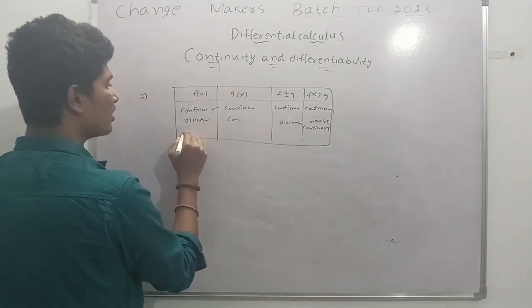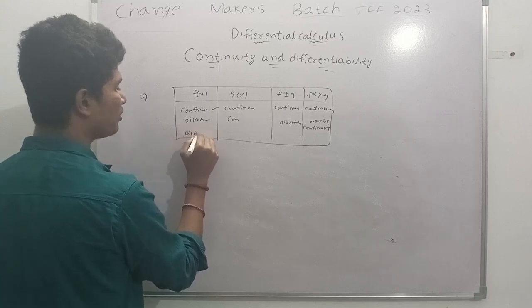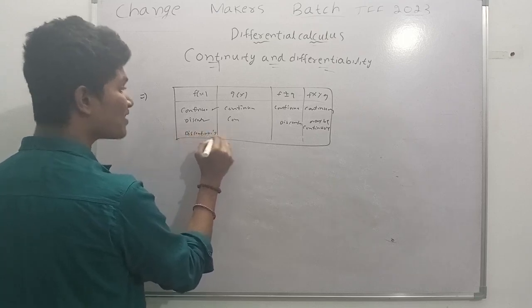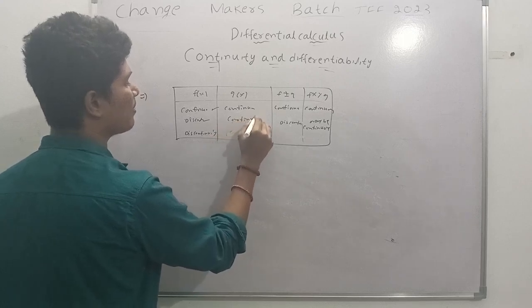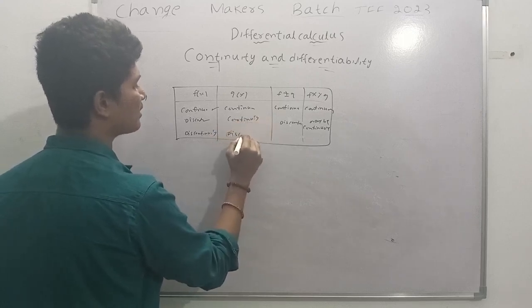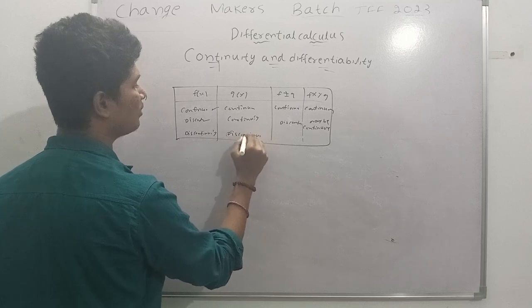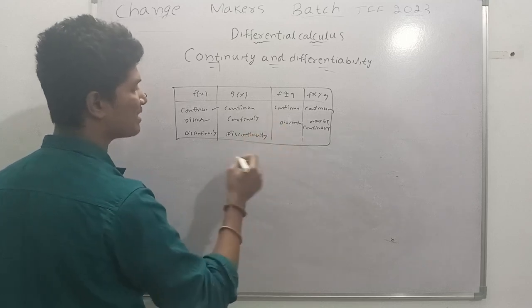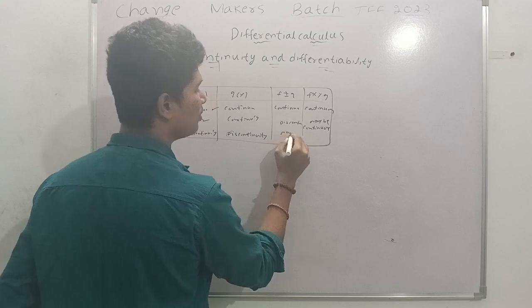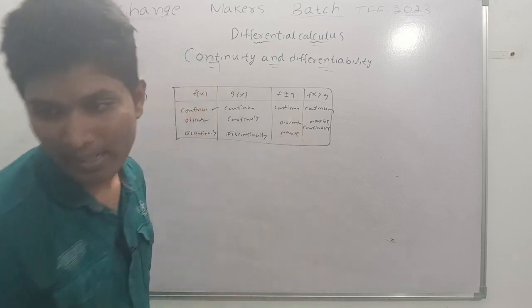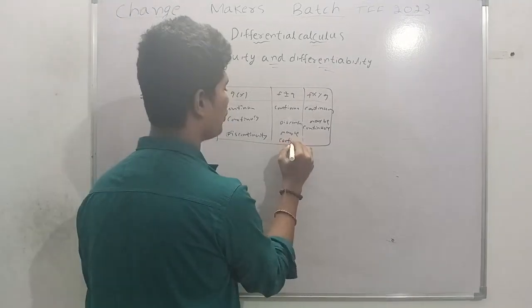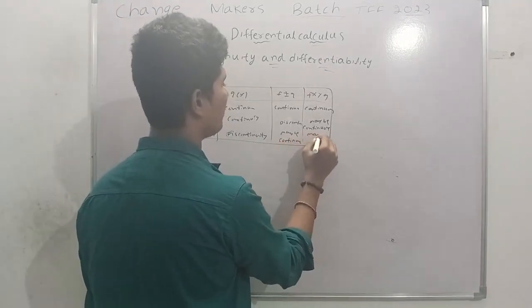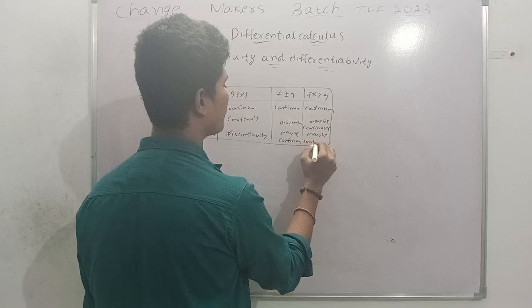Here it is discontinuity. Means f of x is discontinuous here. We are saying like that. Here it is discontinuity. So here f plus or minus g may be continuous. Important here. It may be continuous.